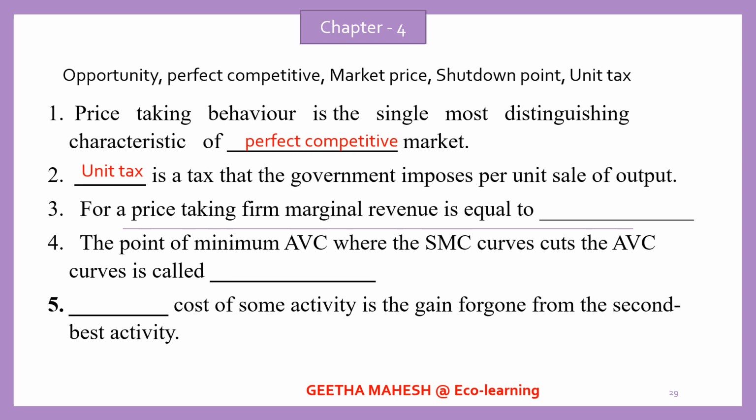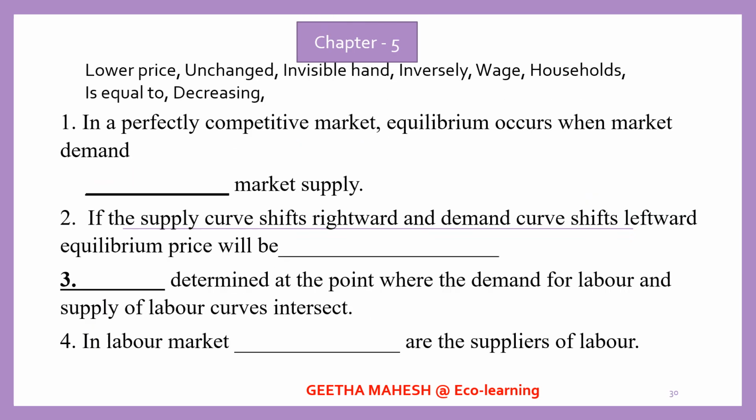For a price taking firm, marginal revenue is equal to market price. The point of minimum AVC where SMC curve cuts AVC curve is called shutdown point. Opportunity cost of some activity is the gain foregone from the second best activity. In a perfectly competitive market, equilibrium occurs when market demand is equal to market supply.